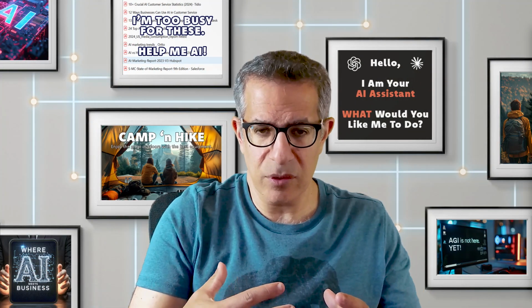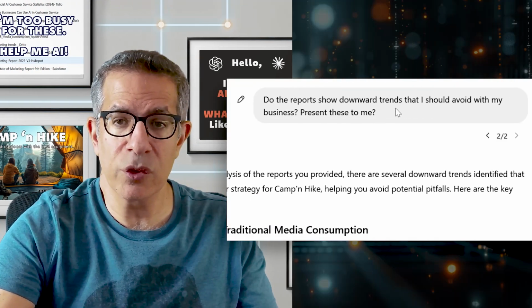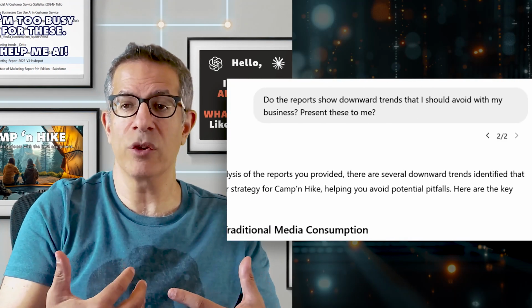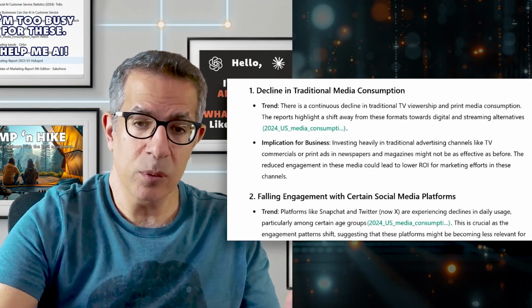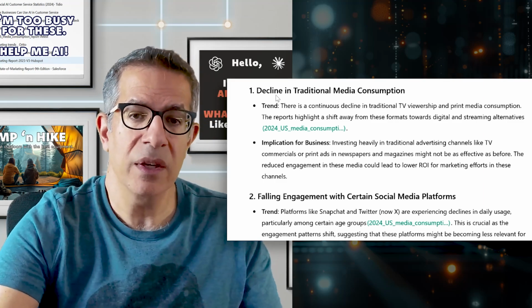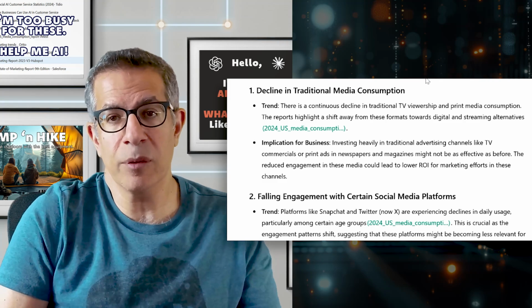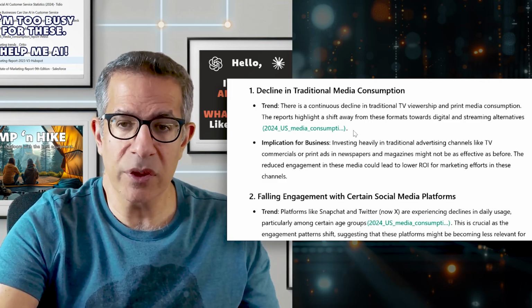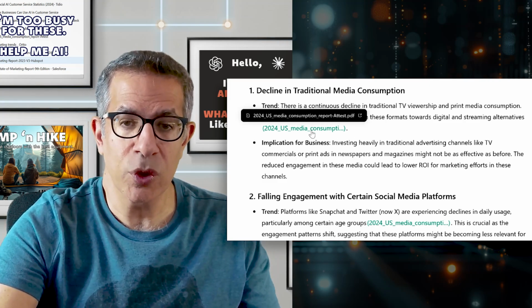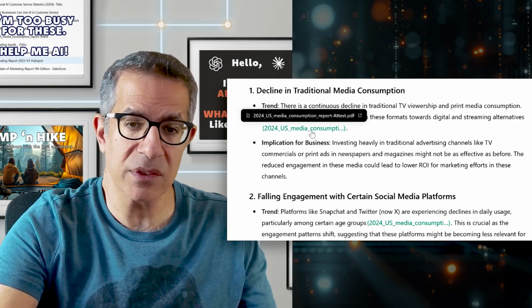So all these strategies and ideas are in the reports with statistics, and I can pull out of them just by prompting ChatGPT. I can ask it, do the reports show downward trends that I should avoid with my business? And it will give me those based on those reports. If there's information in those reports, it'll say, in this case, decline in traditional media consumption, stay away from TV and print media, falling engagement in certain social media platforms. So Snapchat and X are in a decline for my kind of business, it seems.